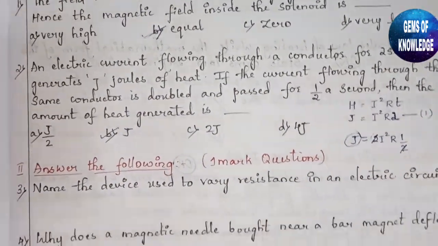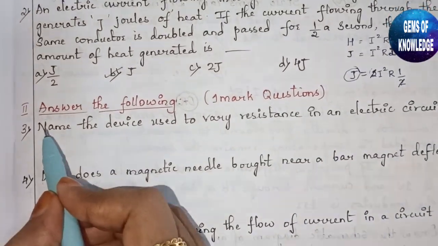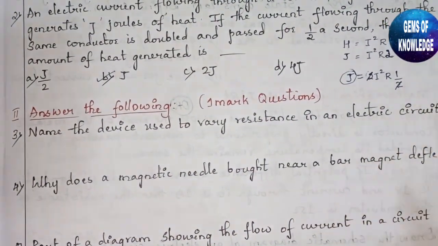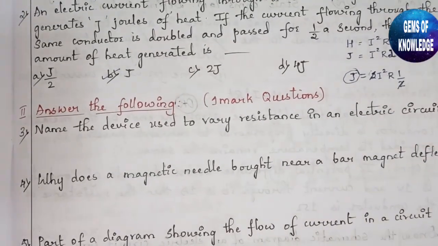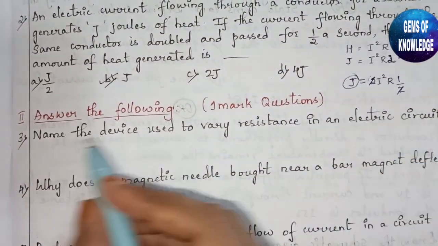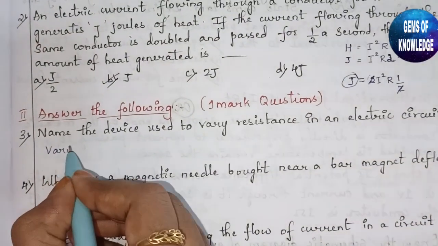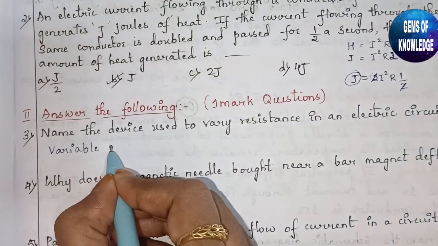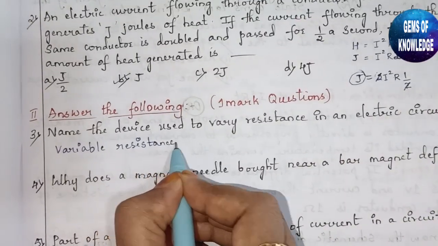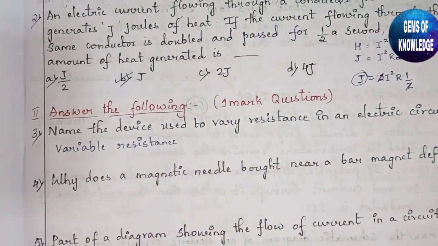Okay. Next question. Answer the following. Name the device used to vary resistance in the electric circuit. Vary means change the resistance in an electric circuit. It is called a variable resistor. The device is called a variable resistance or variable resistor.